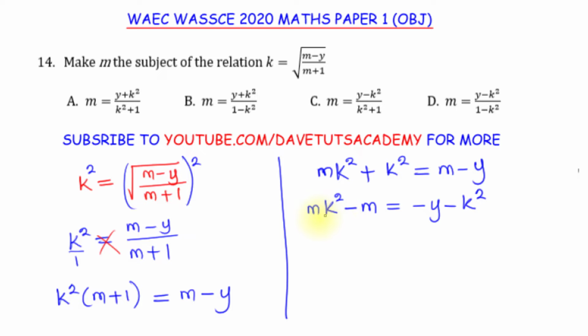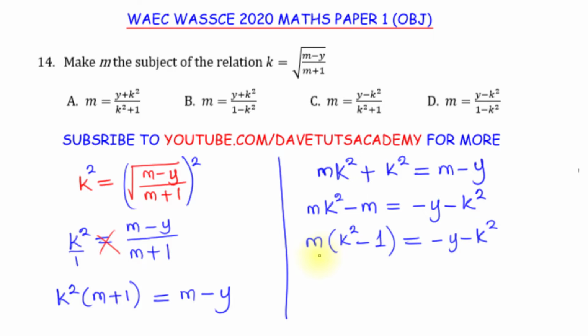Okay, so now looking at this, you can see that on the left hand side, m is common to both, so I can just write a singular m. Then I will have this m multiplied by k raised to power 2 divided by m, it will be remaining only k raised to power 2, okay, minus m divided by m, that will be 1, okay, is equal to minus y minus k raised to power 2.